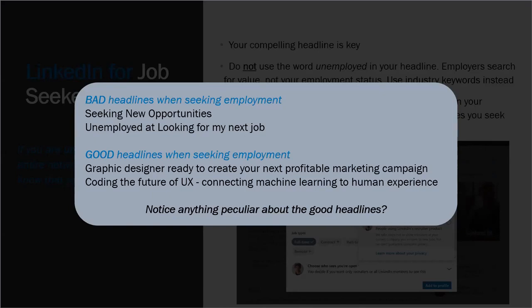And I'm not going to go into that, but I'm going to answer that question at the bottom for you. Notice anything peculiar about the good headlines? There's actually no difference to what I covered in the headline section. It's exactly the same as that.